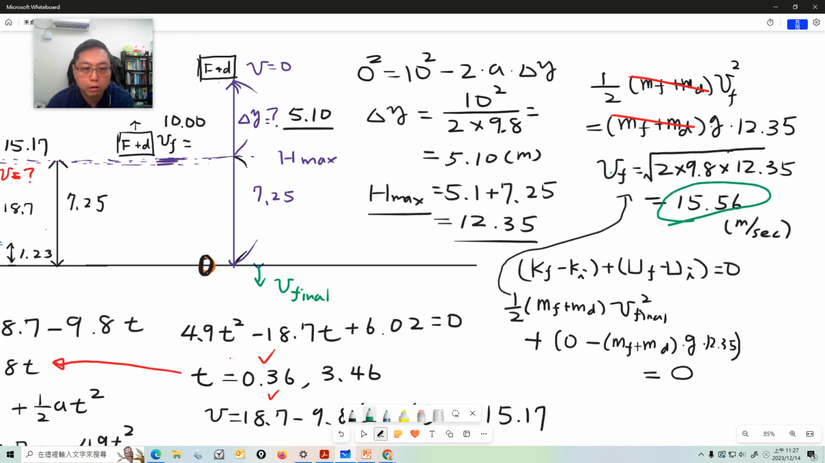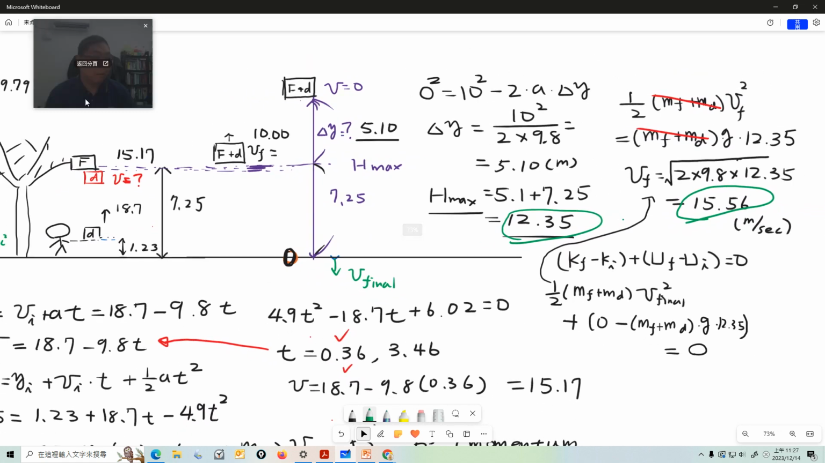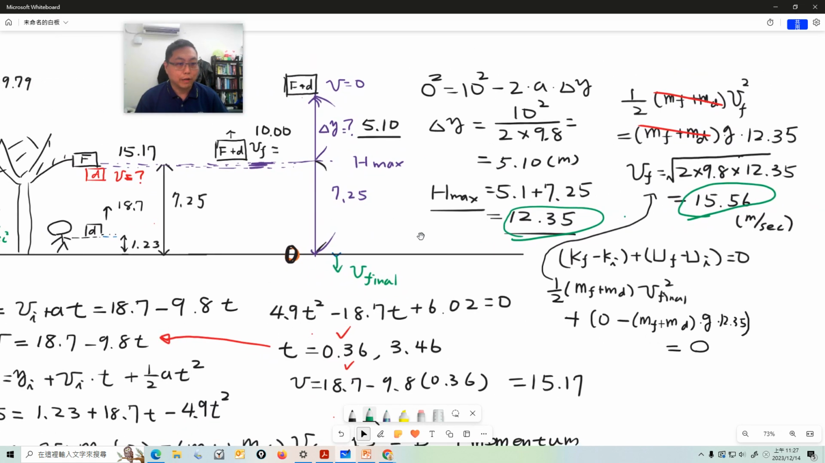The velocity when the combination hits the ground and the H maximum. That's the answer. So this is a combination of kinematics, momentum conservation, and energy conservation. So it's also not an easy problem. It takes a while to solve.